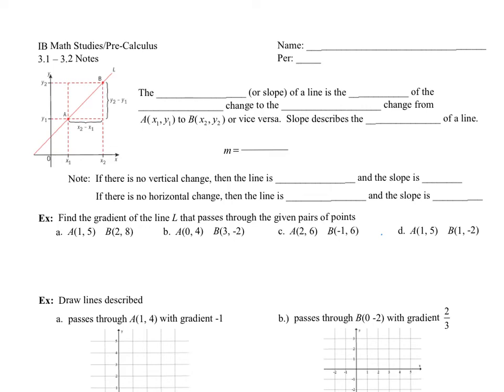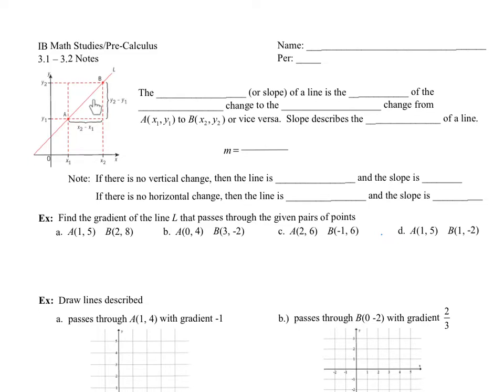Hello, Math Study students. We're going to begin our Unit 3 with this 3.1 to 3.2 lesson. Unit 3 will be a lot of review of algebra and geometry. What will be new is just getting used to the IB, some different vocabulary, and maybe some different ways of questioning. So let's start by talking about lines.